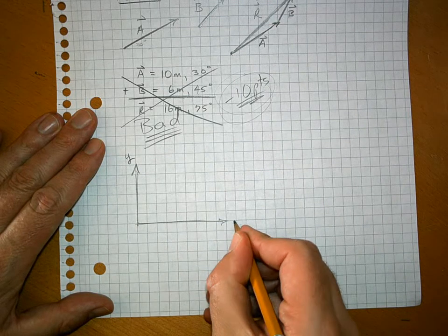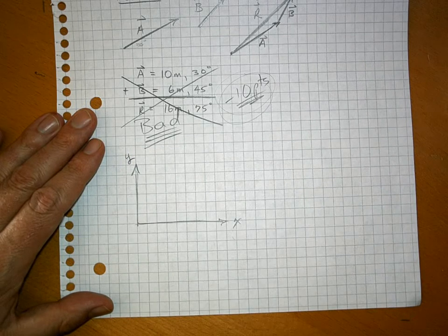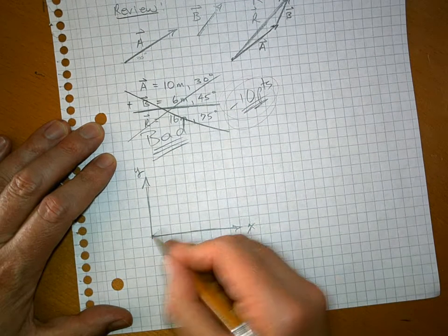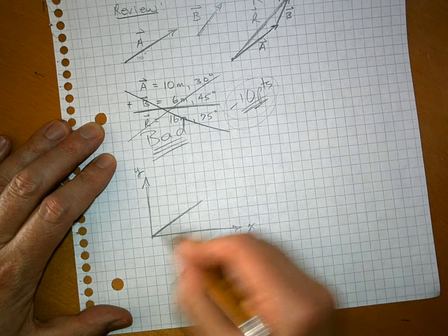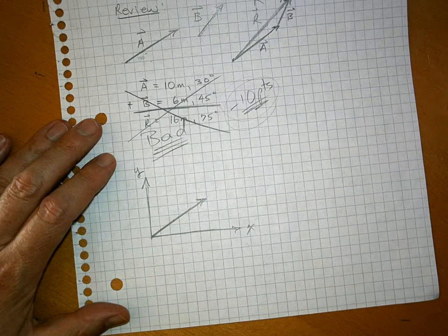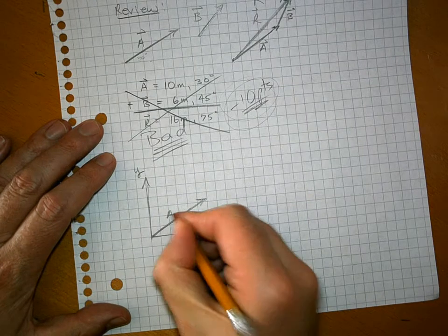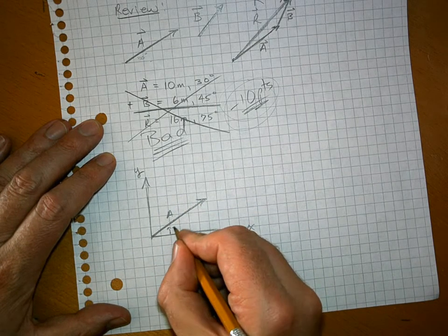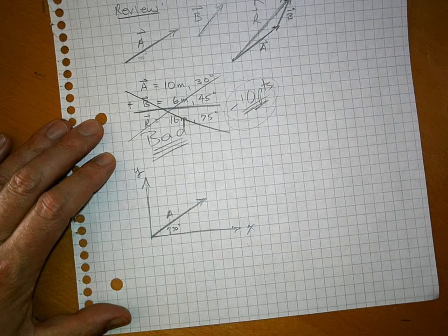Here's my X direction, so the XY plane, and we're going to draw vector A. We're going to put it down here. Okay, there's A. Now notice that A has a magnitude and it has a direction. That's supposed to be 30 degrees right there.